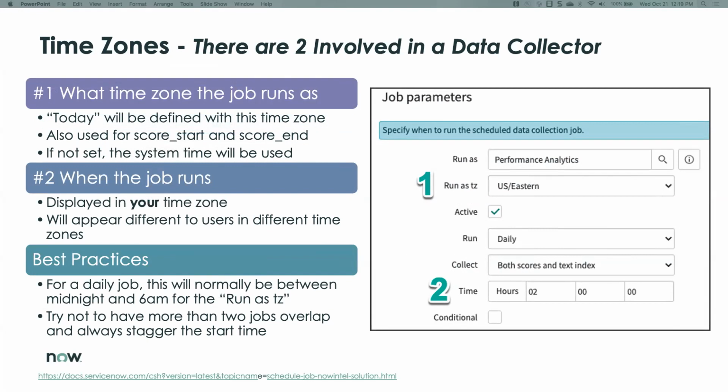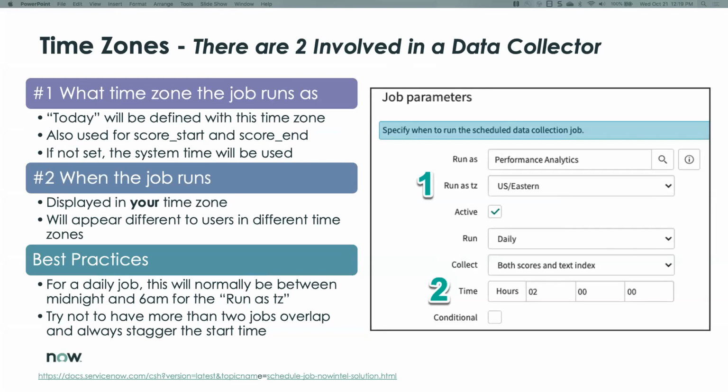So you'll want to make sure that you're getting the exact timestamp that you need with that time zone, to make sure that whatever you're using inside of the script itself is collecting the right information. If the time zone is not set, it'll just use the system time by default. Next, when the job runs, this displays in your time zone. So this is what time the job itself will actually run.